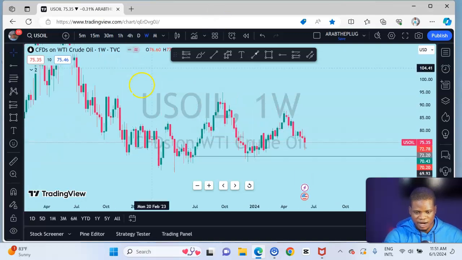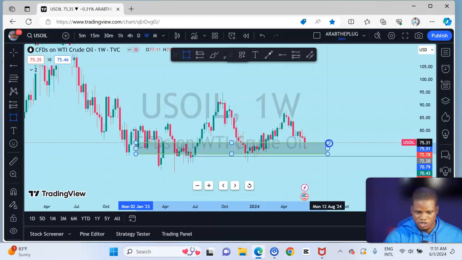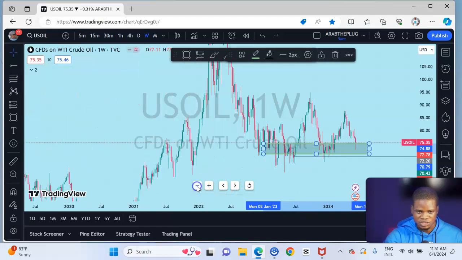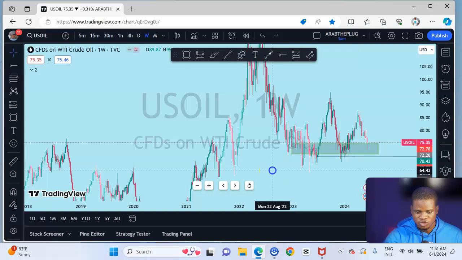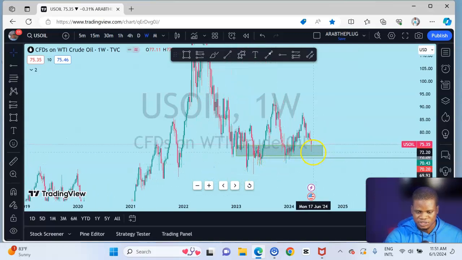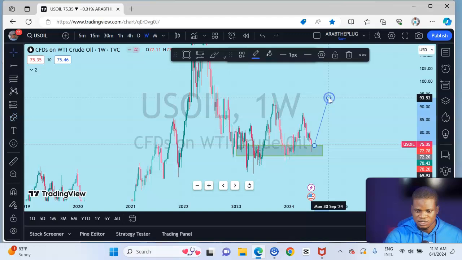And you see that whenever the market comes to this area, there is always a bounce and a push up. So this is an area of support for US oil on the weekly time frame. And what will you be expecting here? You'll be expecting that the market is going to bounce up and you are going to ride the wave up. So that is pretty much what support and resistance is.